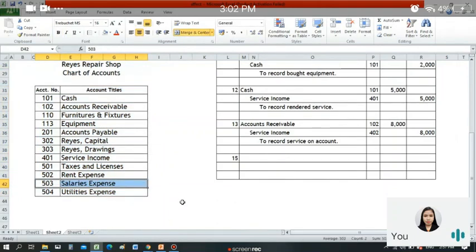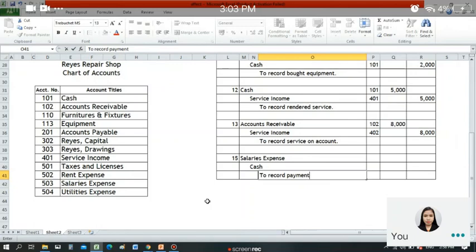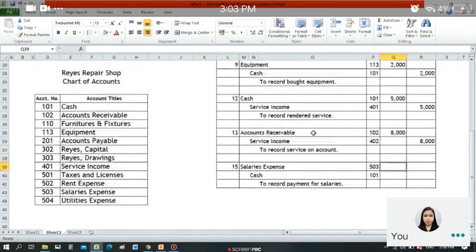Laging kay chart of account kayo mag-base kung ano yung gagamitin na account title. So, the debit is, ano yung binayaran mo? The expense account. So, salaries expense, and then what did you pay? Or in exchange of that is the cash. So, to record payment for salaries. So, salaries post reference is 503. Cash is 101. The amount is 2,000.